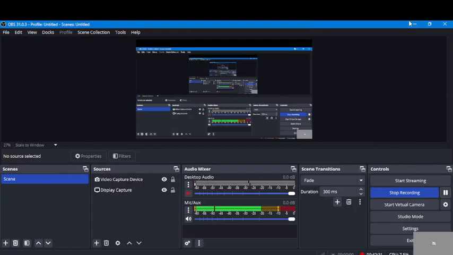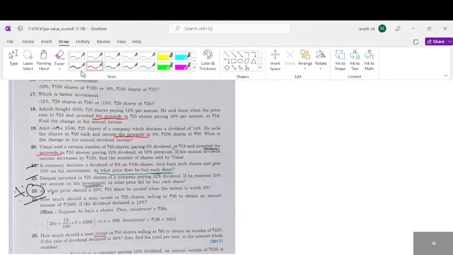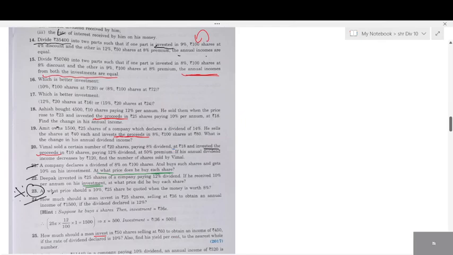Okay, the next one is an investment question. Even this is very simple. You should just understand the logic, students. The 15th one, you'll try it for homework. It is the same as 14. Which investment is better? Which is the better investment?